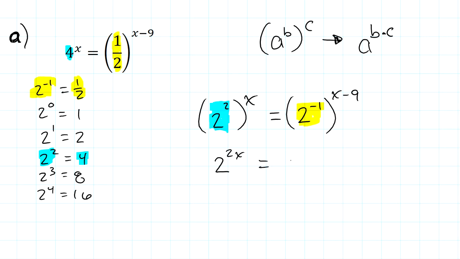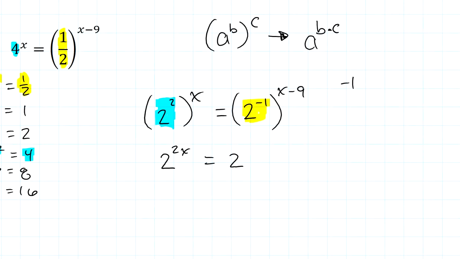On the other side, I'm going to write it as 2, and then I'm going to very carefully multiply -1. Let me move this over a bit. -1 times x minus 9. So I am going to multiply these two exponents. I'm going to multiply the -1 times x minus 9. But you notice I've got to distribute that to both of those. So it becomes 2 to the negative x power and then plus 9.